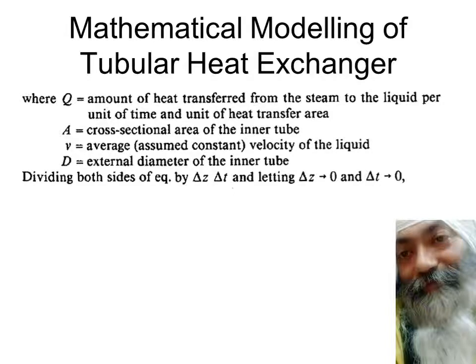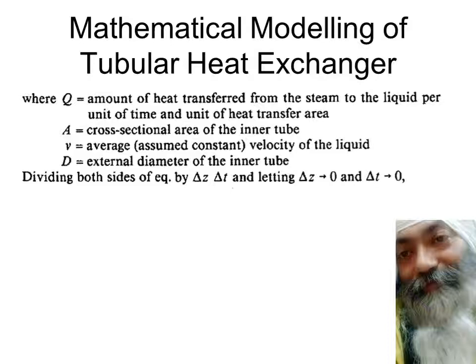Once again, Q is the amount of heat transferred from steam to the liquid per unit time and per unit area. That's why I'm going to multiply by area, and area, as I've already told you, is given by pi into d into delta z. This is what we have been doing over here. If you say the area of the cross section of the inner tube is A, and v is the velocity as we have said, and d is the external diameter of the inner tube.